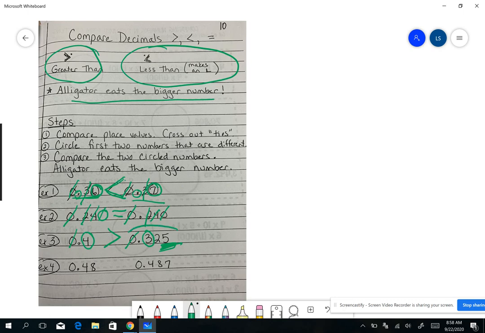A lot of kids look at this and think that this number's bigger because it has more digits, but that's not really the case. Think of it as money. In money, this would be 40 cents. In money, this would be more like 33 cents because that 5 would round that, but 40 cents is bigger than that.